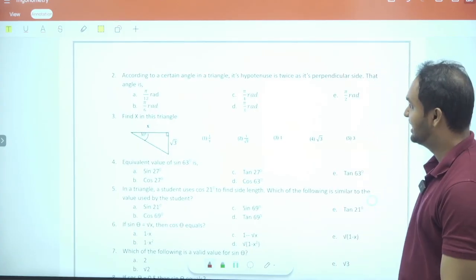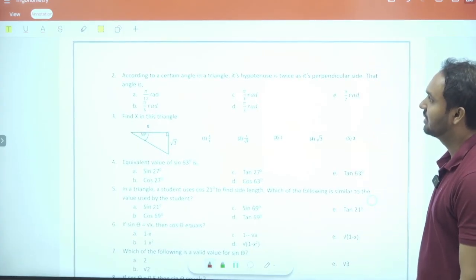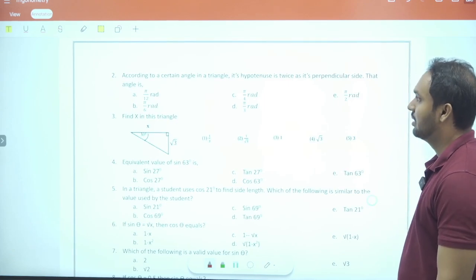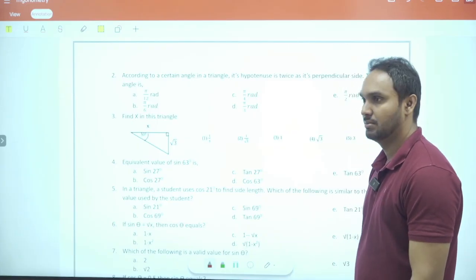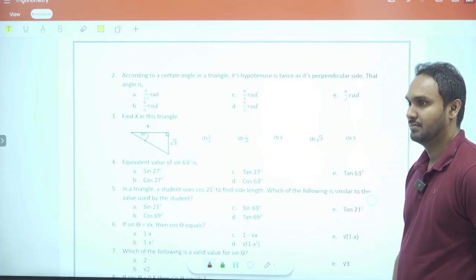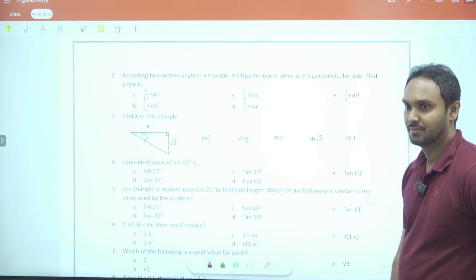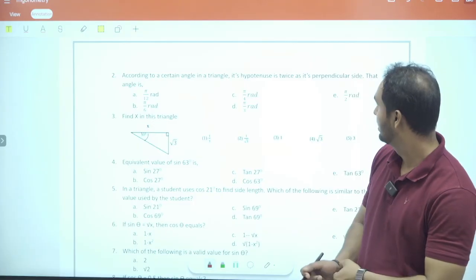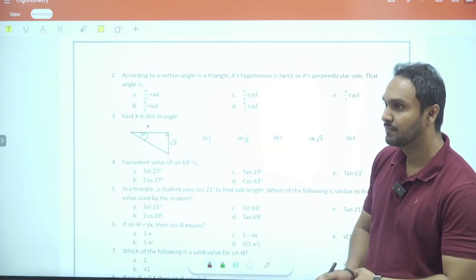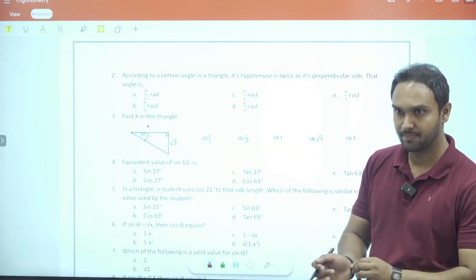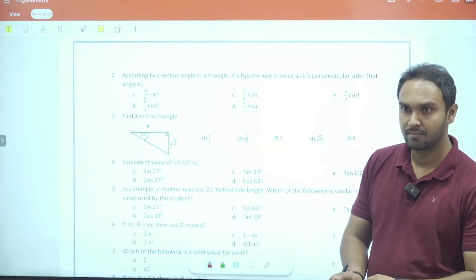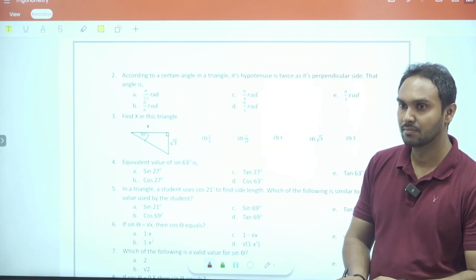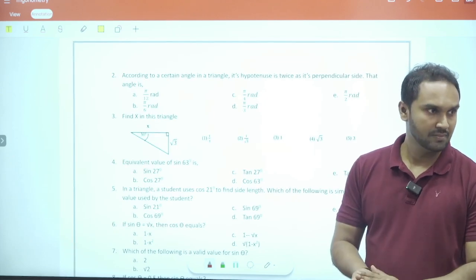Answer is C. 5 over 4, right? According to the certain angle in a triangle, its hypotenuse is twice its perpendicular side. They are asking for the angle. Answer C, sure. You found B. Here's B now. 5π over 6. Found it? No?